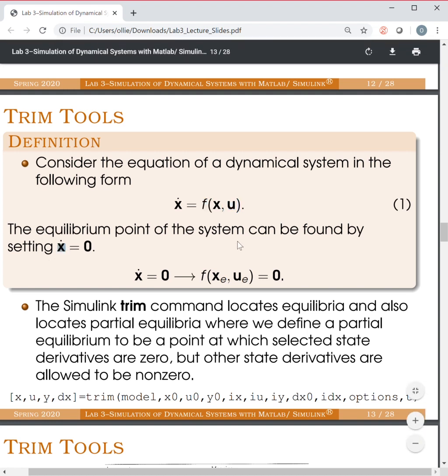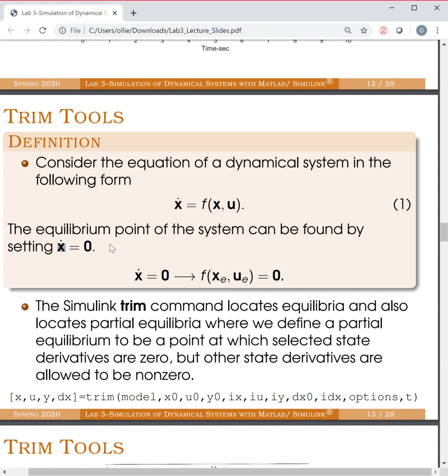So if the state variables are x and x dot, then the derivative of the state will be x dot and x double dot. So this is what the trim command does. It uses that to find equilibrium and partial equilibrium. What is partial equilibrium? When all of the derivatives of the states are equal to 0, you have equilibrium. That means that both the velocity and acceleration, say, are equal to 0. But a partial equilibrium is when, say, only the velocity is equal to 0 and the acceleration is non-zero.